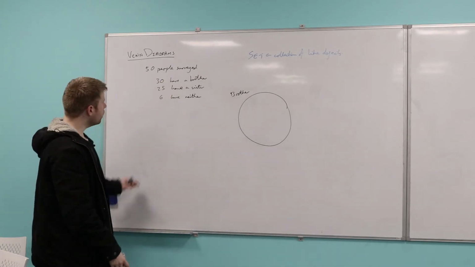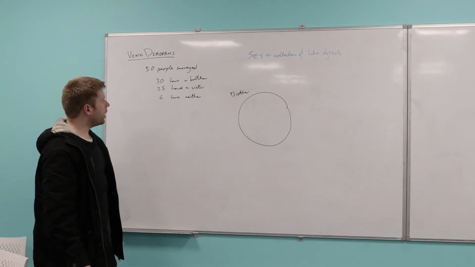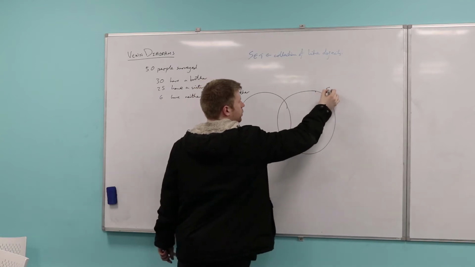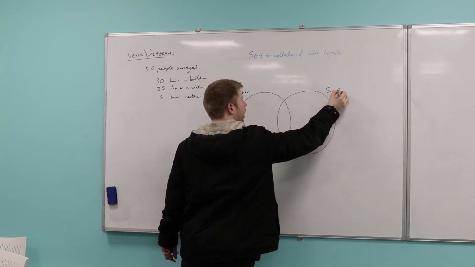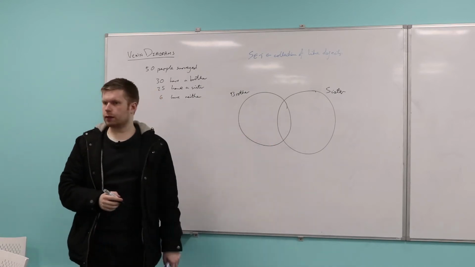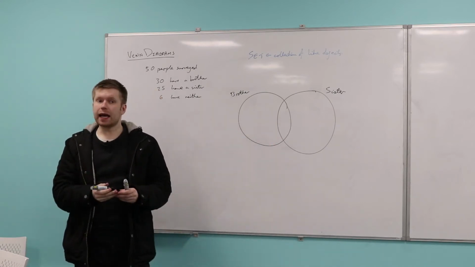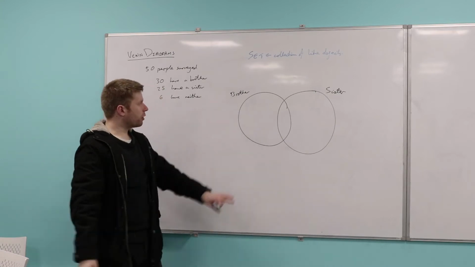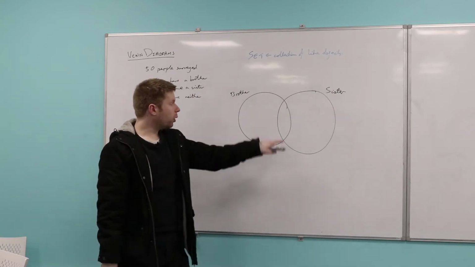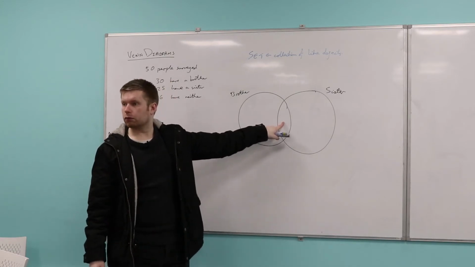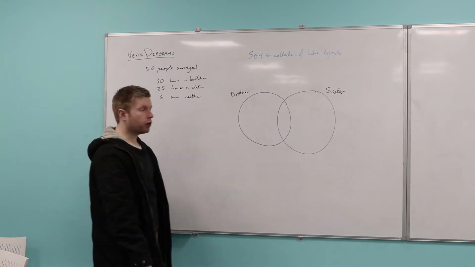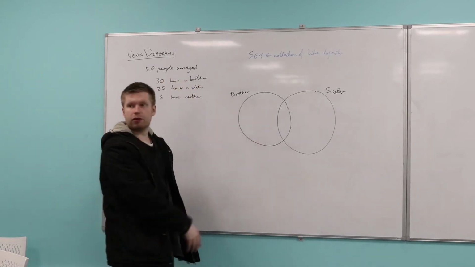25 people have a sister. So I'll do another set, which is sister. Now you notice here that there's an overlap. What do you think that overlap in the middle means? Brother and sister. Exactly. So all the people that have a brother need to stand in this circle. All the people that have a sister need to stand in this circle. But if you've got both, you've got to stand in this overlap here. Now, you notice there's 6 people that have neither a brother nor a sister, so they've got to stand outside the circle.